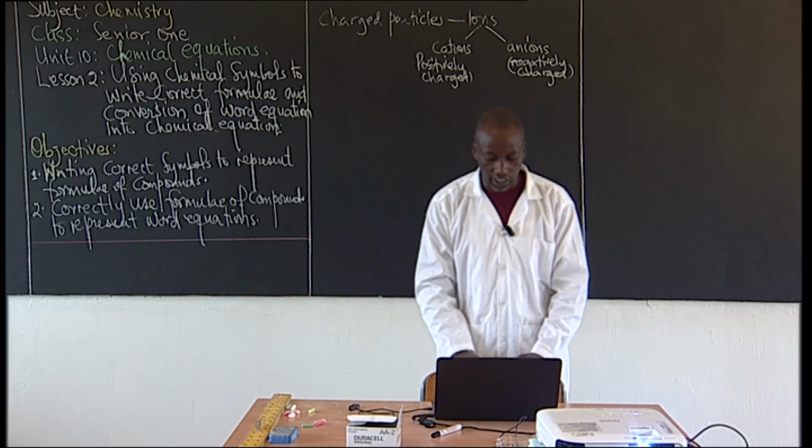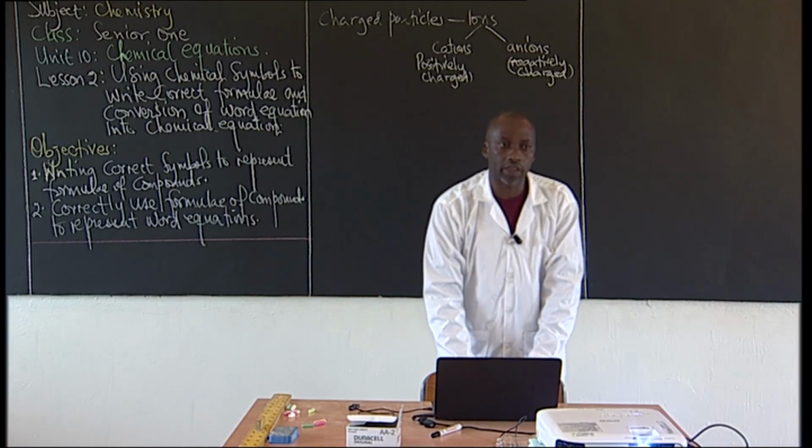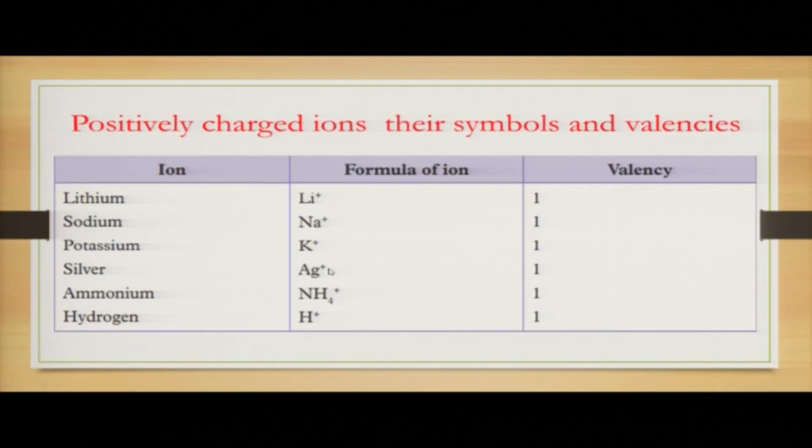So these are positively charged. We have lithium ion, we have sodium ion, we have potassium ion, we have silver ion, ammonium ion, hydrogen ion. And when you look at the valences on the other side, you'll be able to see there is 1, 1, 1, 1. What does that mean? What's the meaning of that? So can you comment on the valence in relation to the formula of these ions?